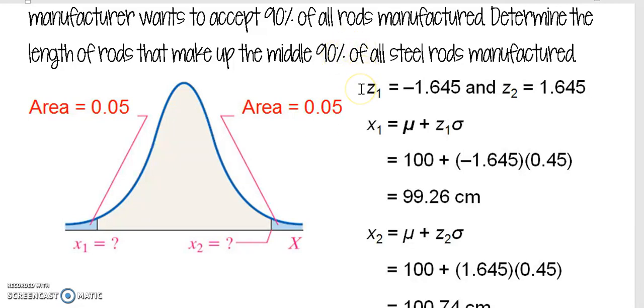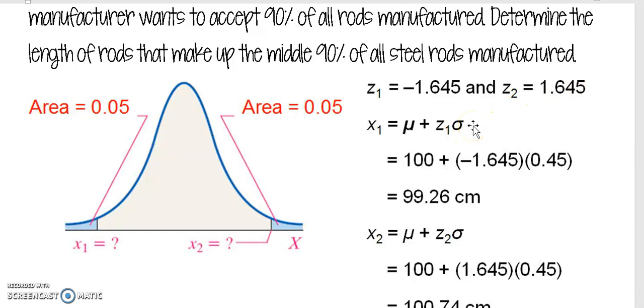So he has his first piece of information given as the first z-score separating the bottom 5% of the area under the curve is negative 1.645. And the second z-score separating the top 5% of the area under the curve is 1.645. We'll go over this in more detail in chapter 8, but for now, just take it at face value.